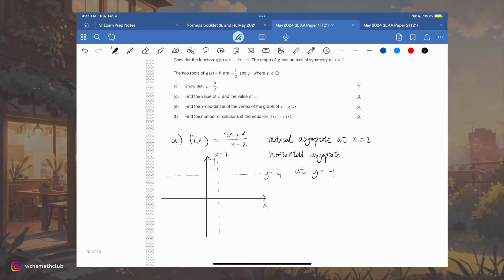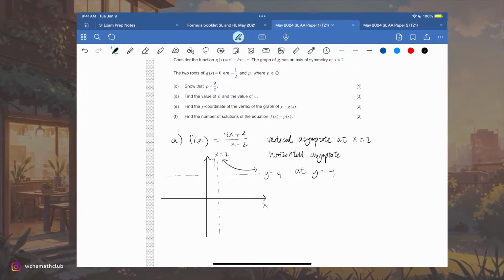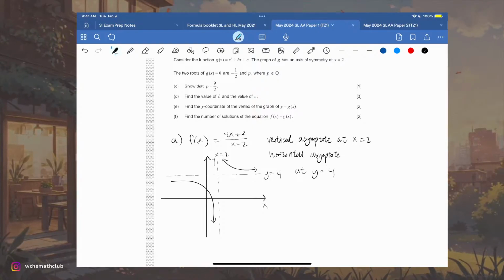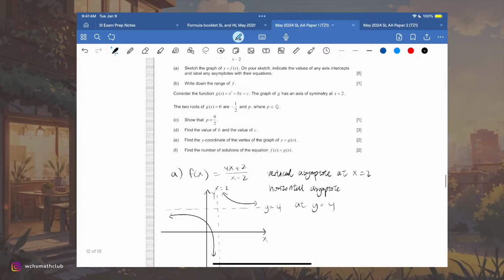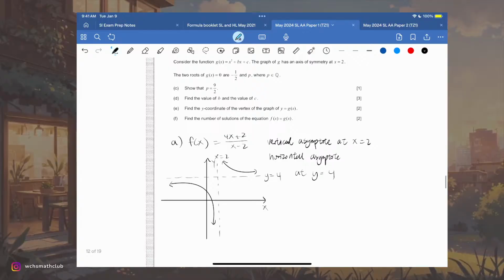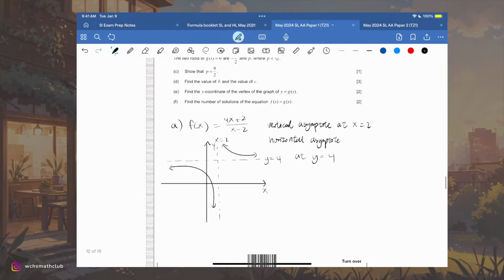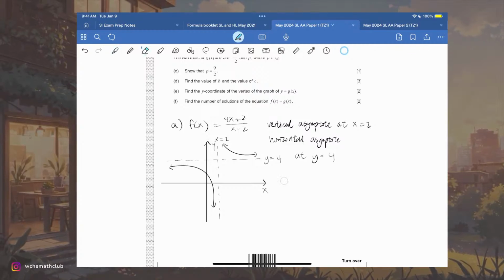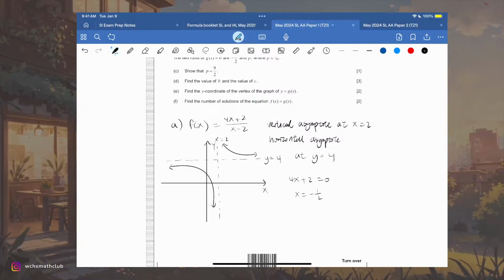So this function will look like this. So here, if you're not sure where to put things, feel free to test a few values on the graph so you're sure of where to draw your function. Okay, and this question also says label any intercepts. So we need to label the x and y intercepts. So for the x-intercept, we have y equals 0. So simply 4x plus 2 equals 0. So x equals -1/2.